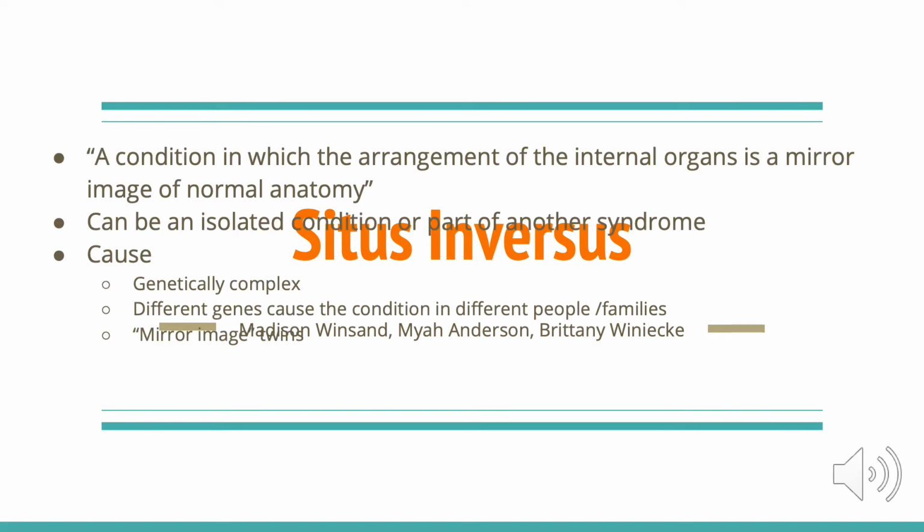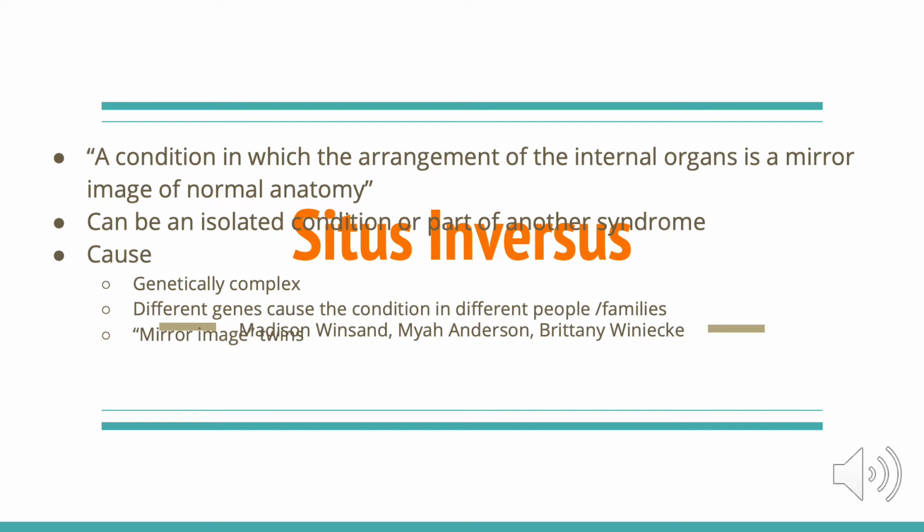The definition of this condition is a condition in which the arrangement of the internal organs is a mirror image of normal anatomy. This condition can be isolated or part of another syndrome. Its cause is genetically complex. It seems to run in families, but different genes cause the condition in different people, which is called genetic heterogeneity.